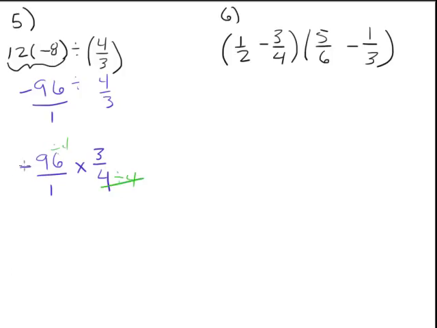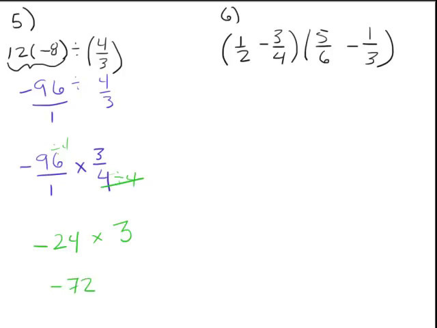And then negative 96 divided by 4, that's going to give me negative 24. Okay, and then now there's nothing underneath the 3, so I could just go times 3. Then lastly, negative 24 times 3 is going to give me negative 72.